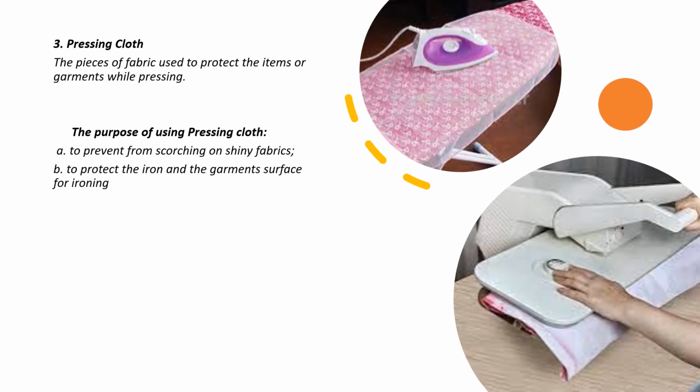Number 3, pressing cloth. The pieces of fabric used to protect the items or garment while pressing. The purpose of using the pressing cloth is to prevent scorching on shiny fabrics, to protect the iron and the garment surface for ironing.